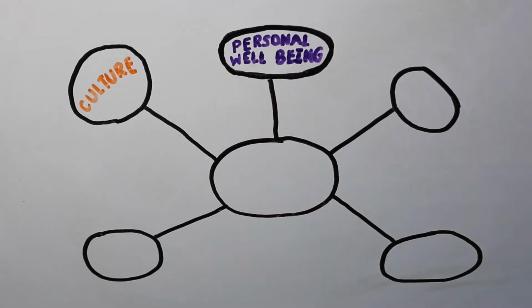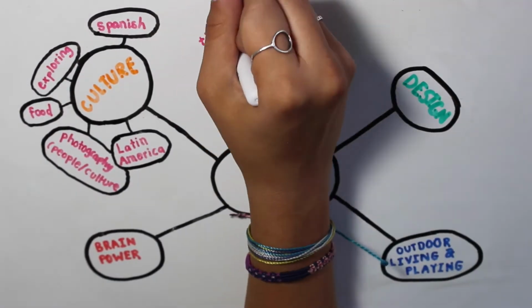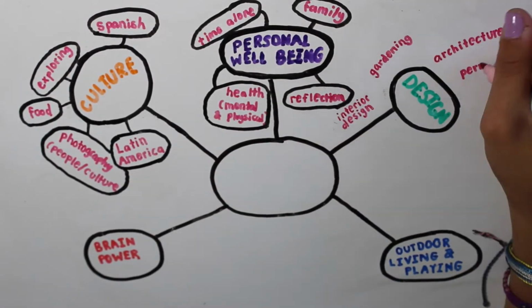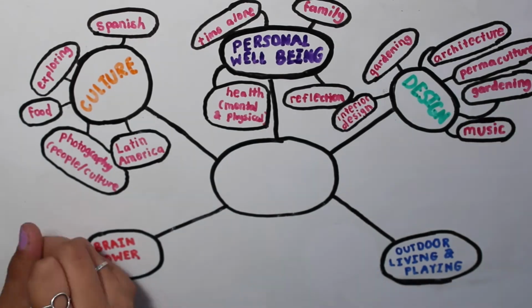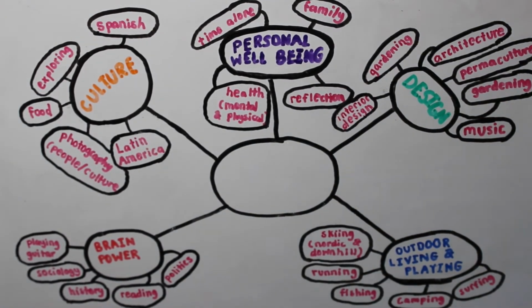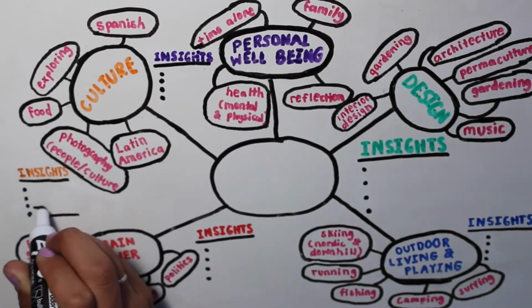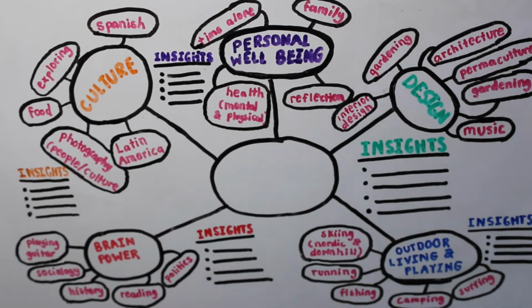Fill in each orbiting bubble with a theme or category title that you created, and then connect each of your passions to each bubble they belong to. Be sure to leave enough space for an insight list for each orbiting bubble. We'll talk about that next.